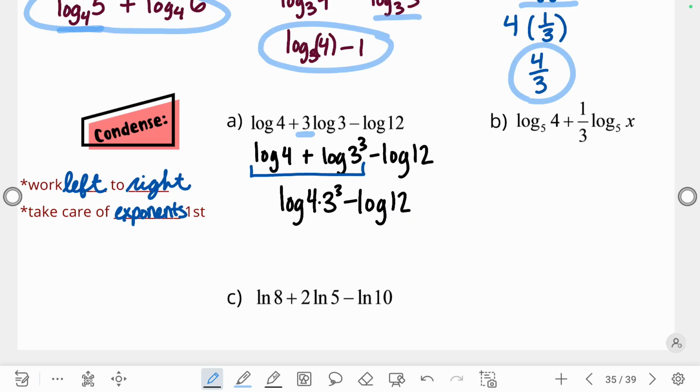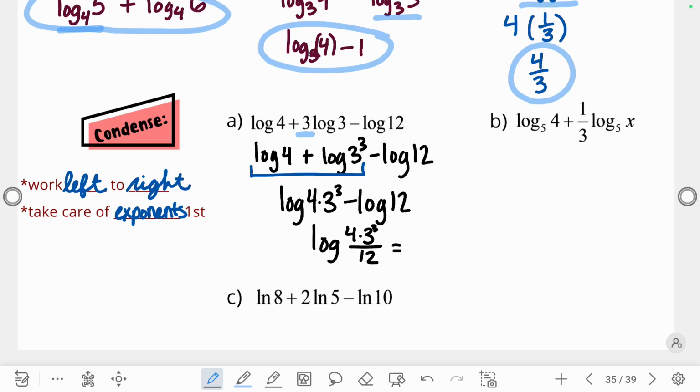I haven't addressed it yet. But now I could do that part. So now that I have 2 logarithms being subtracted, according to the quotient property, that is supposed to become division. So I'm going to have 4 times 3 cubed divided by 12. And that is a sufficient answer. However, we can do that math.